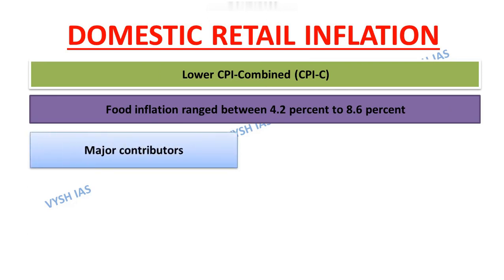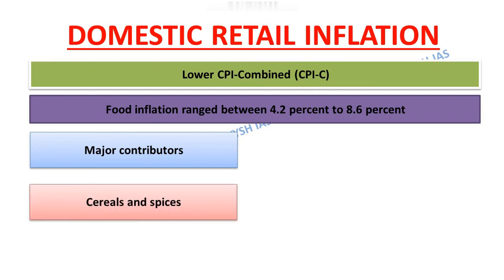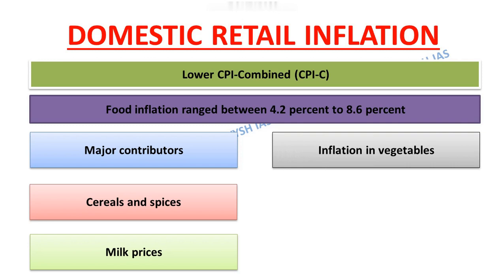The major contributors to food inflation are vegetables, cereals, milk and spices. The RBI forecasts an increase in domestic prices for cereals and spices. The milk prices are also expected to spike, reflecting high feed costs. Next is regarding vegetables, where the high inflation was mainly due to a spike in prices of tomatoes owing to crop damage and supply disruption due to unseasonal heavy rains in the major producing states.